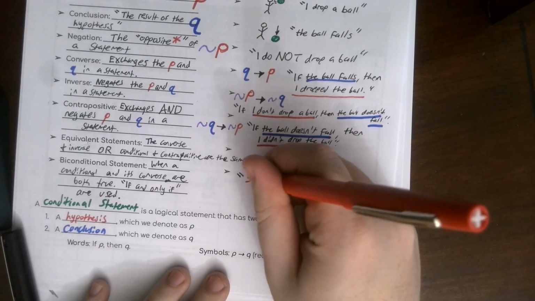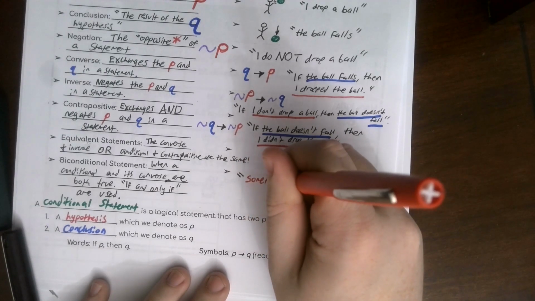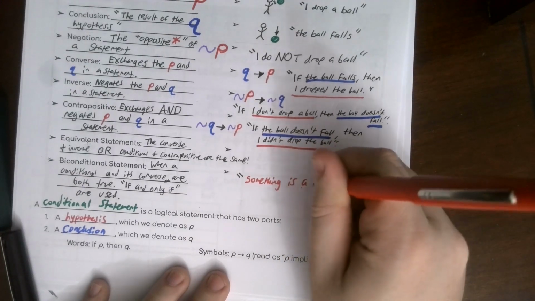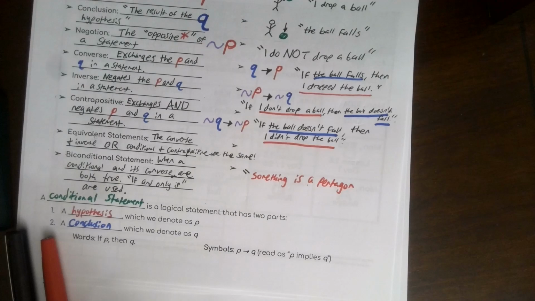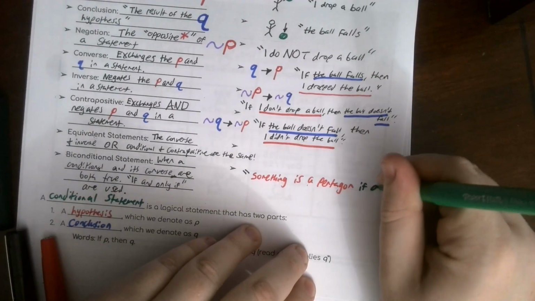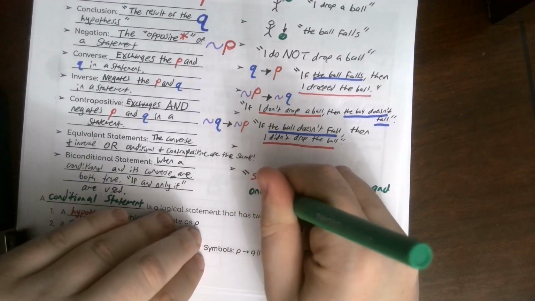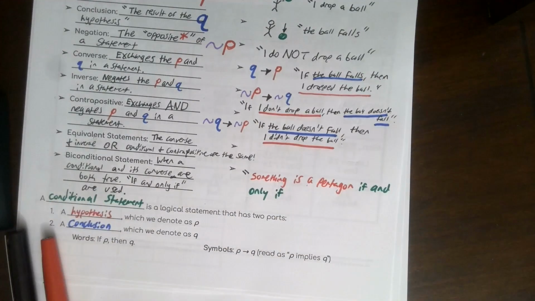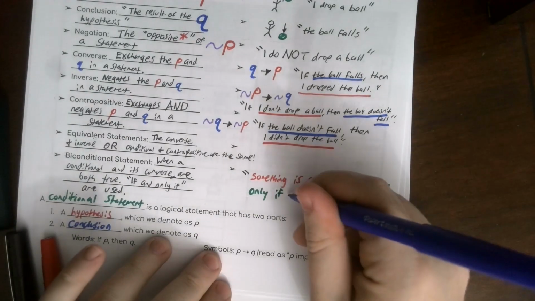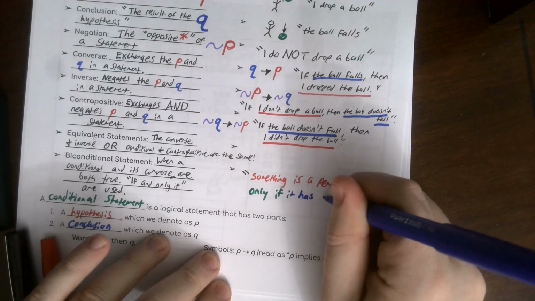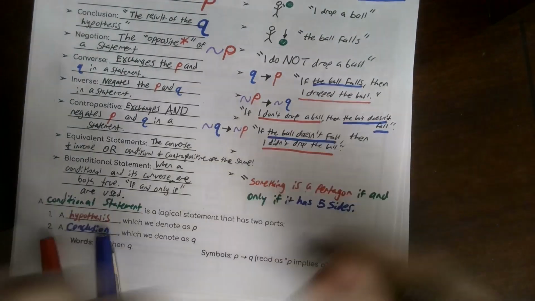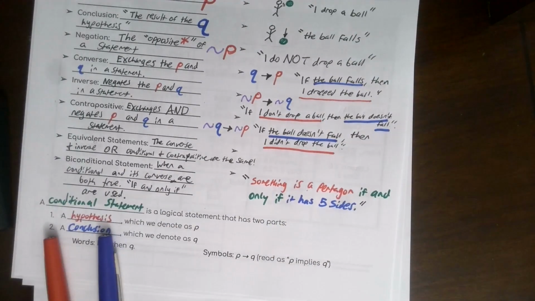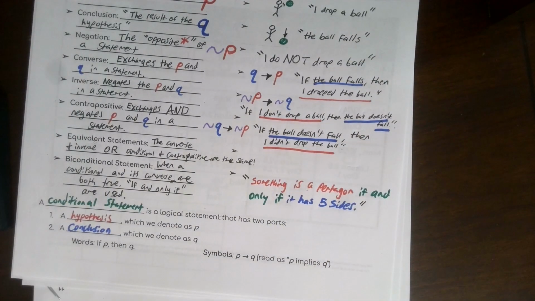So we can rewrite this as: something is a pentagon if and only if it has 5 sides. This if and only if signals that we're talking about a biconditional, something that is so super true that it works backwards as well.